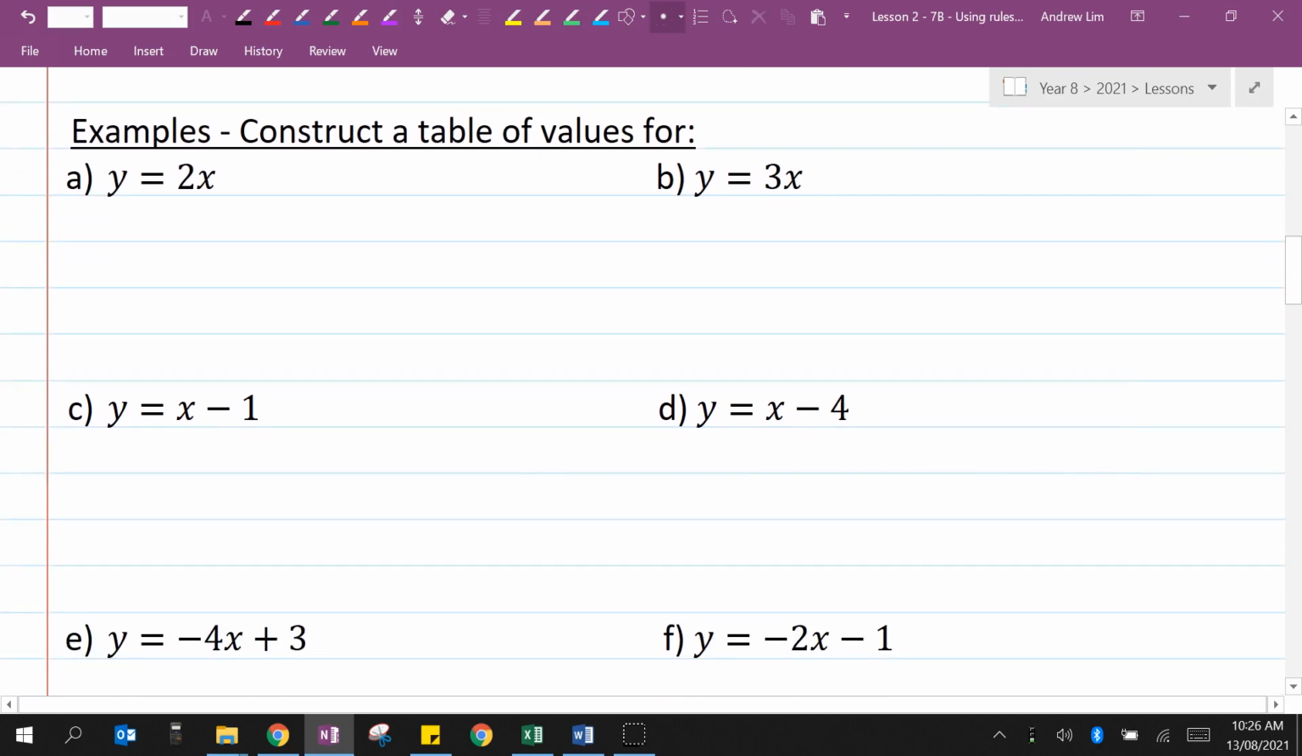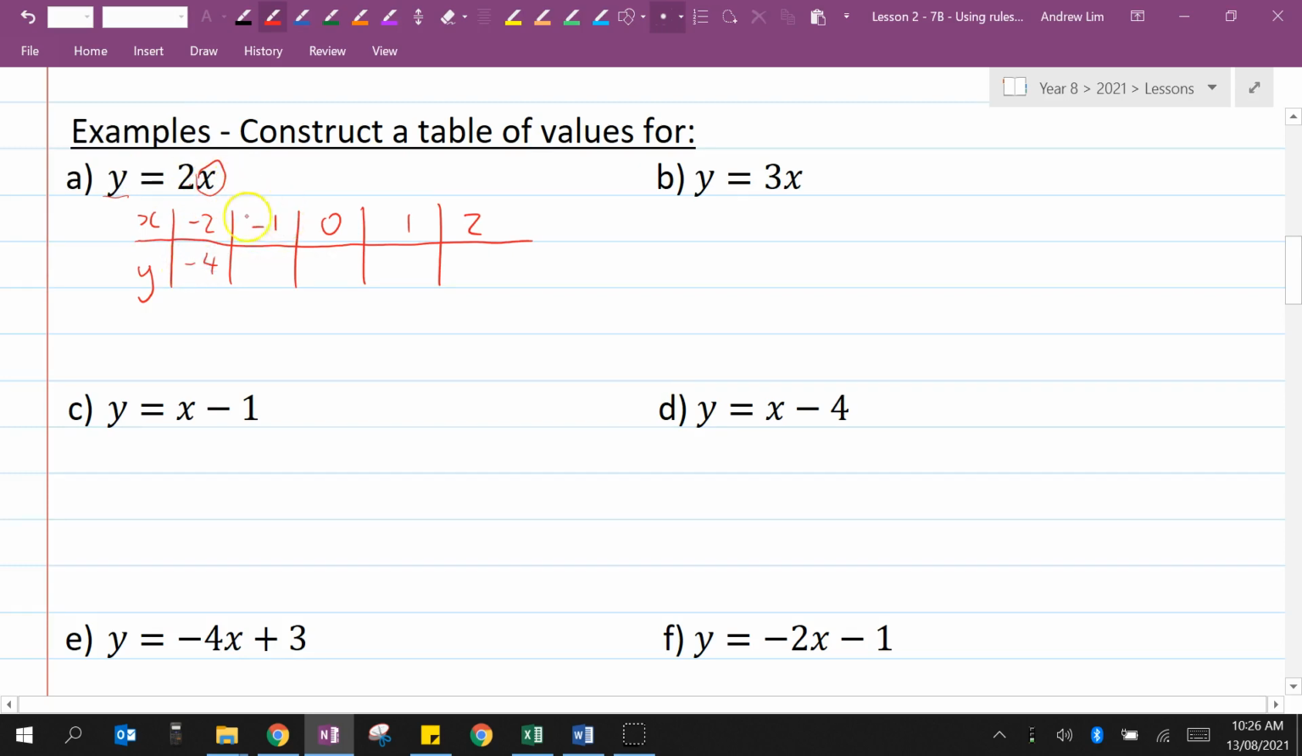Y equals 2x. Now it's important for you to remember that 2x means 2 times x. So if I were to construct a table of values, let's say we've got x and y, and I want to go from minus 2, minus 1, 0, 1, and 2. Well, if x is minus 2, then y is equal to 2 times minus 2, which is minus 4.